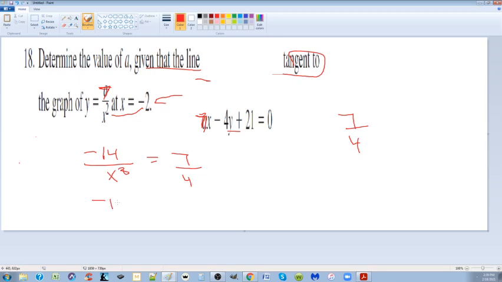So you get minus 14 over minus 8. These can both be divided by 2, and they both become positive. So I get 7 over 4 is equal to 7 over 4. So I proved it. A is 7.